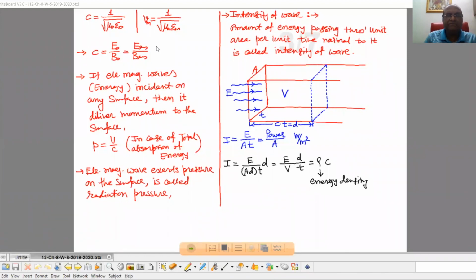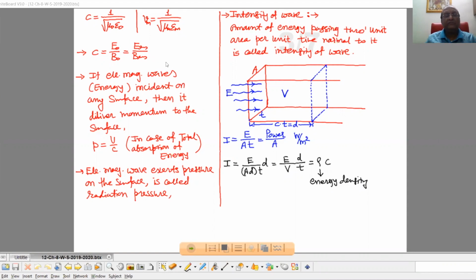For a wave in any medium, you simply have to replace the permeability of free space by the permeability of that medium, and the permittivity of free space by the permittivity of that particular medium. Clear? Then another relationship is also very important: C equals E0 upon B0, or simply E by B, or E RMS upon B RMS also. RMS means root mean square value.